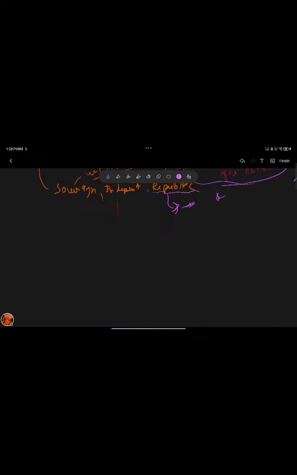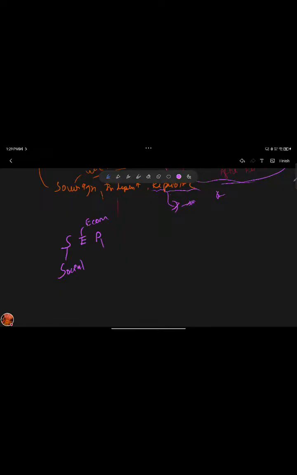Except the powers of the union, which will be handled by the union, no state will handle those. The union has different powers like residuary power, so they will handle those powers by themselves, and no other state can interfere in their power. That is basically what they are saying. And by this we provide all the citizens social, economic, and political justice, and freedom of thought, expression, belief, faith, and worship.